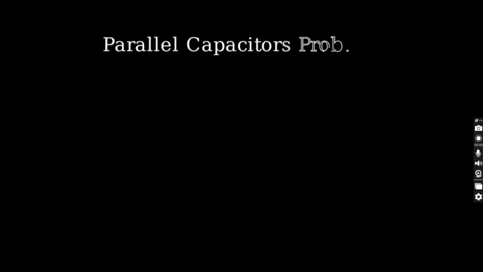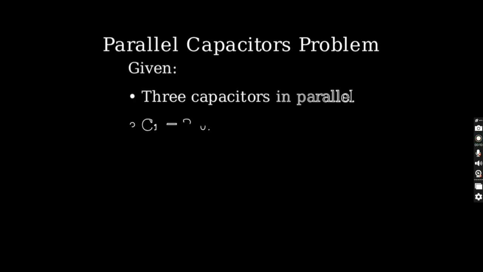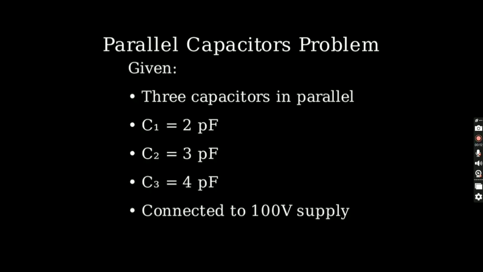Let's solve a problem involving 3 capacitors connected in parallel. We'll find the total capacitance and determine the charge on each capacitor when connected to a voltage source. Here's our problem setup. We have 3 capacitors with capacitances of 2 picofarads, 3 picofarads, and 4 picofarads connected in parallel. We need to find the total capacitance and determine the charge on each capacitor when connected to a 100-volt supply. Let's draw our circuit diagram.